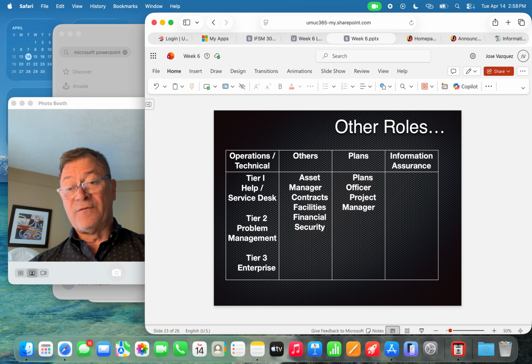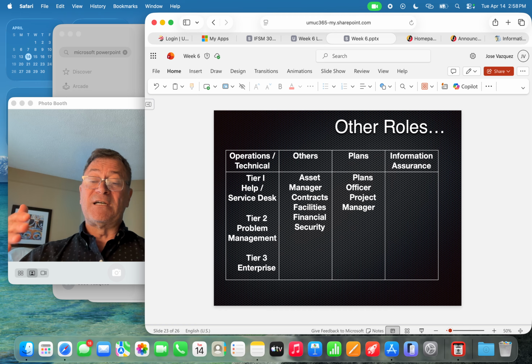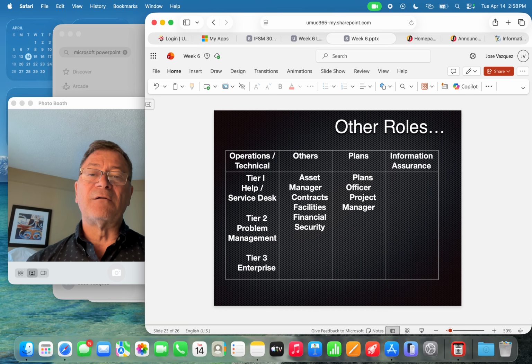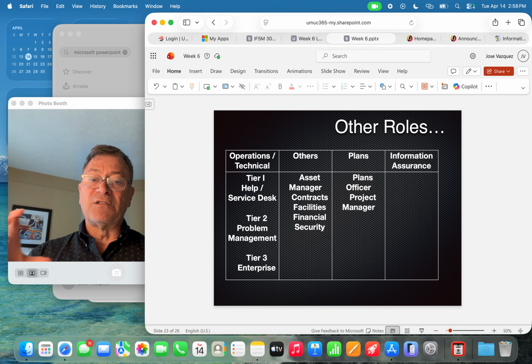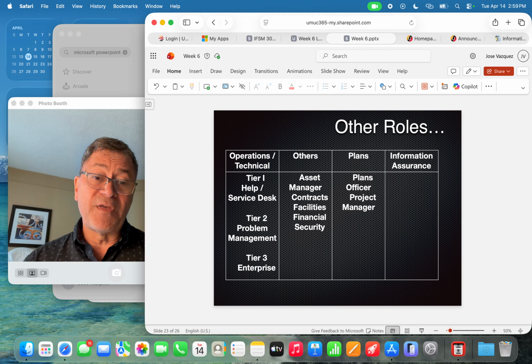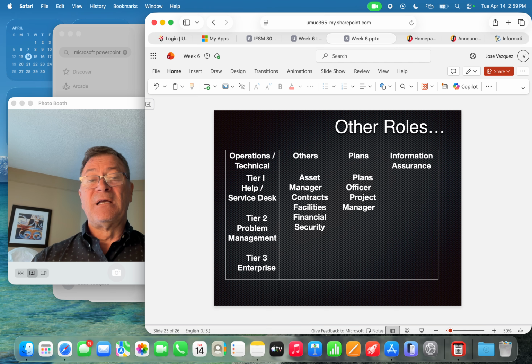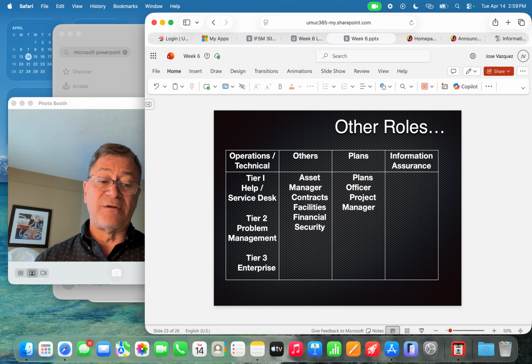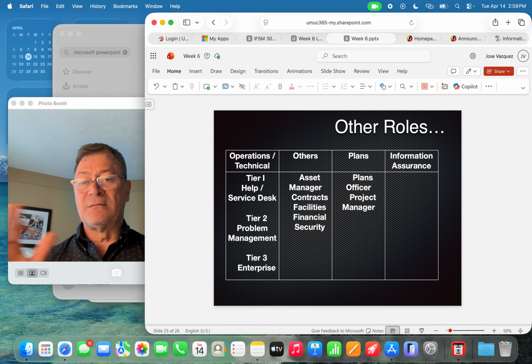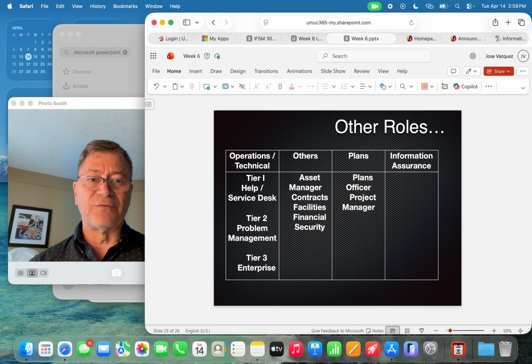Then there is the issue of internet connectivity. Do you have 2 ways to connect the facility? So you can see how there are all these other things, physical and security, that in the past we didn't think about. Then there are the plans officers, there's project management, there's information assurance folks, there are the operational guys, and so on. This is just a few of the roles.